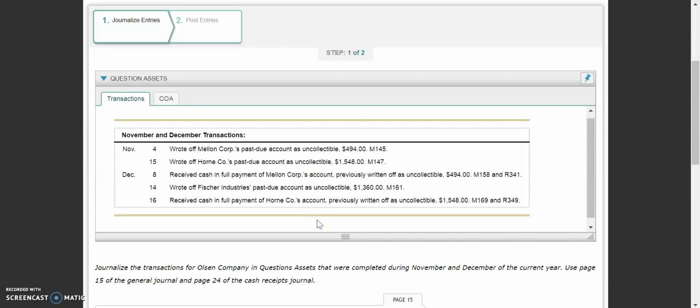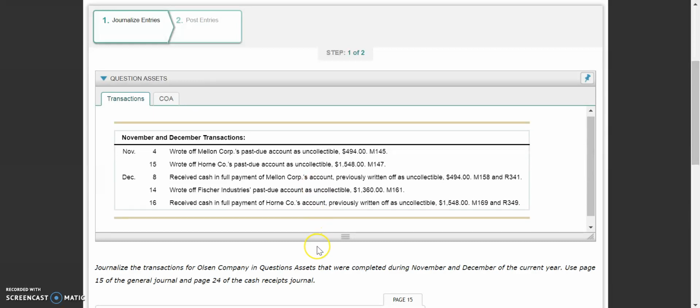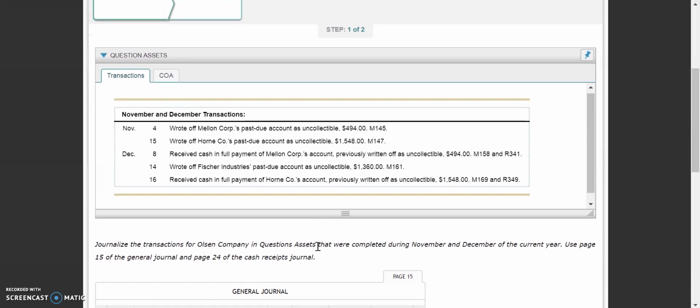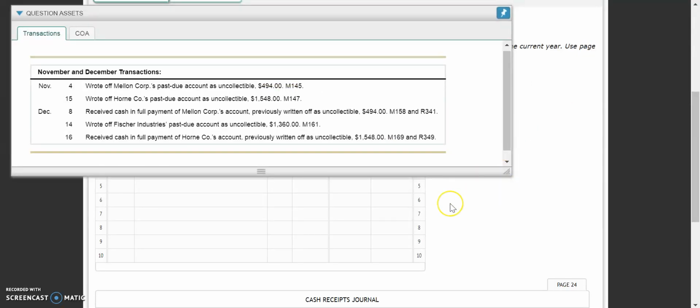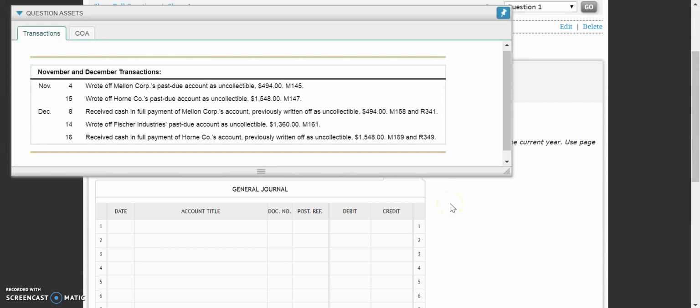the current year. It says we're going to journalize the transaction for Olson Company in our question assets that were completed during November and December. Please use page 15 of the general journal and page 24 of the cash receipts journal to complete these transactions. So I am going to put this into place so it's a little bit easier for us to see.